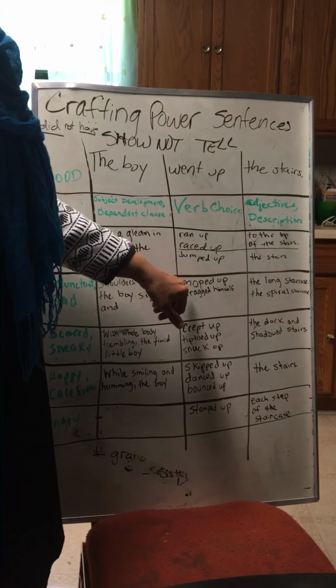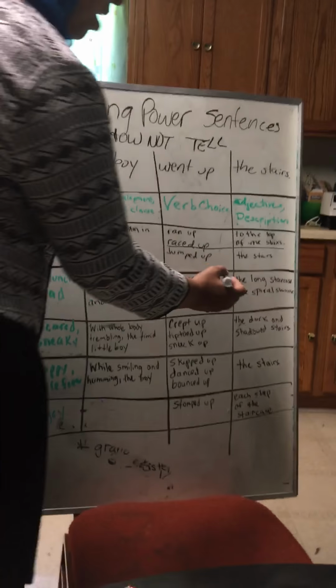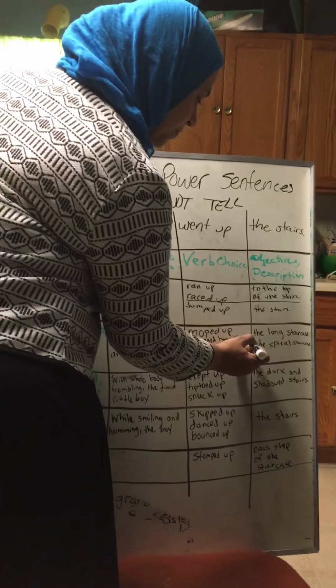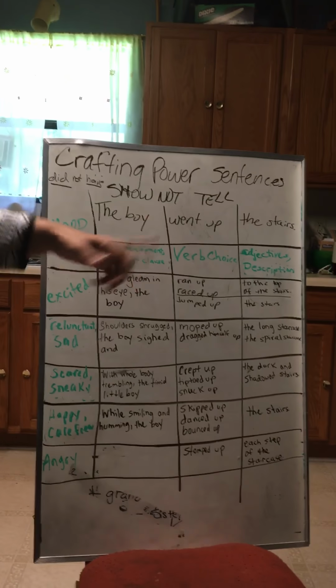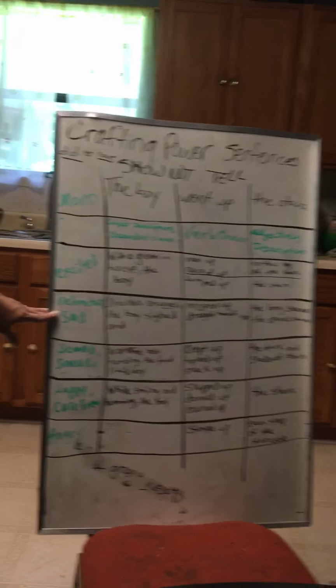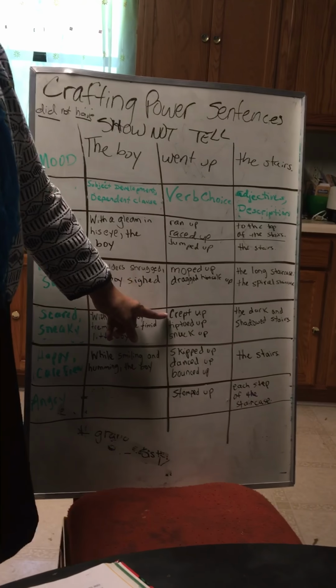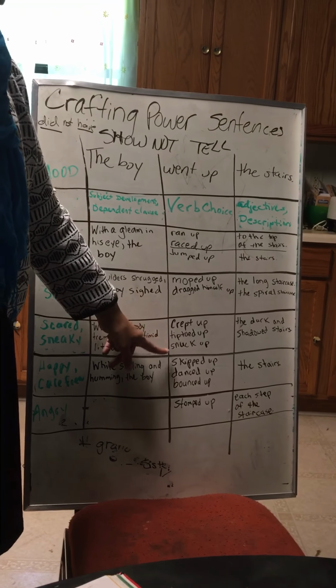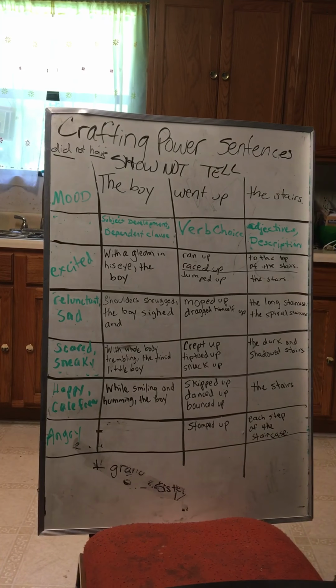And we have moped up and dragged himself. And it should say dragged himself up. So let me go ahead and correct that. The long staircase, but we'll get to that point. So moped up and dragged himself up, for reluctant or sad. We have scared and sneaky. And the kids came up with crept up, tiptoed up, or snuck up. And these are really good choices. And they're really using their brains.